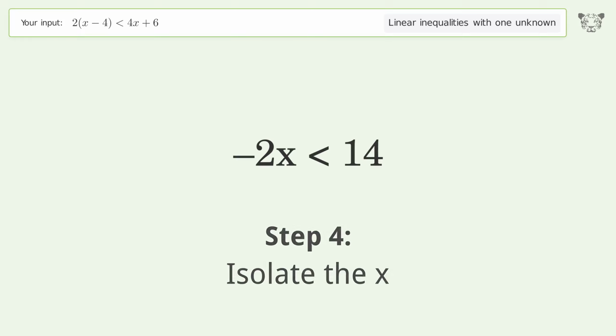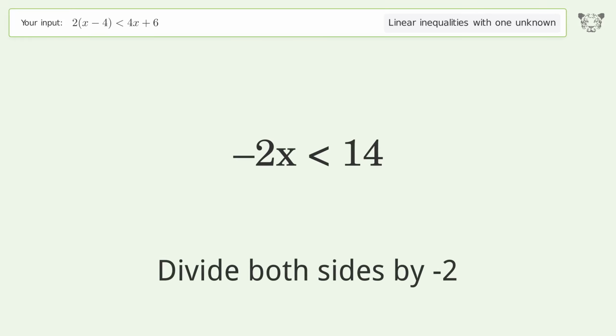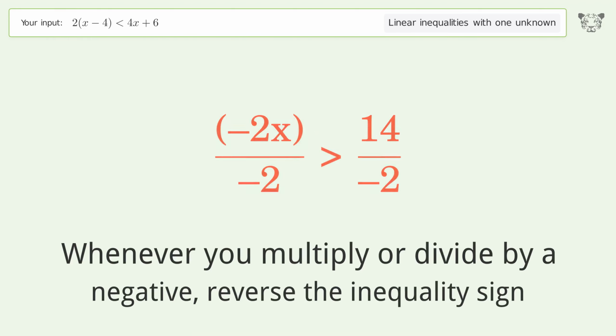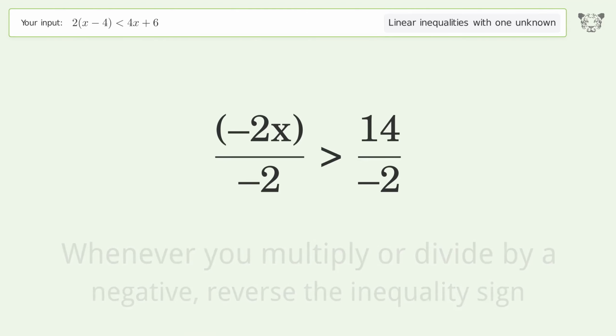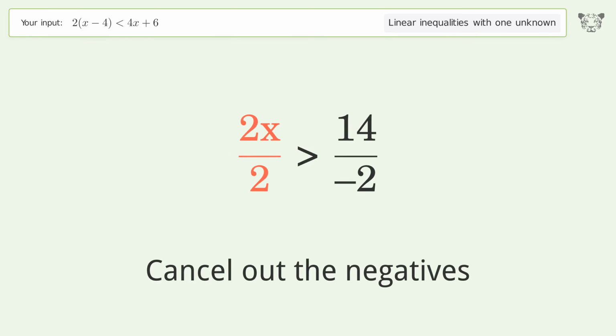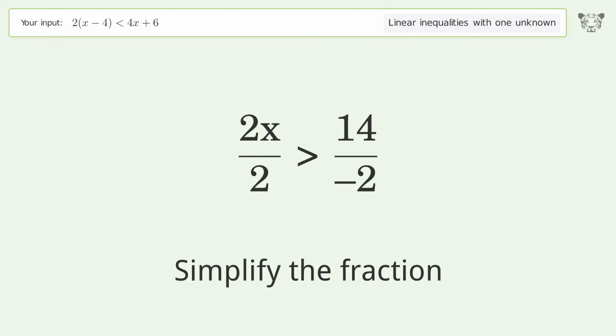Isolate the x. Divide both sides by -2. Whenever you multiply or divide by a negative, reverse the inequality sign. Cancel out the negatives. Simplify the fraction.